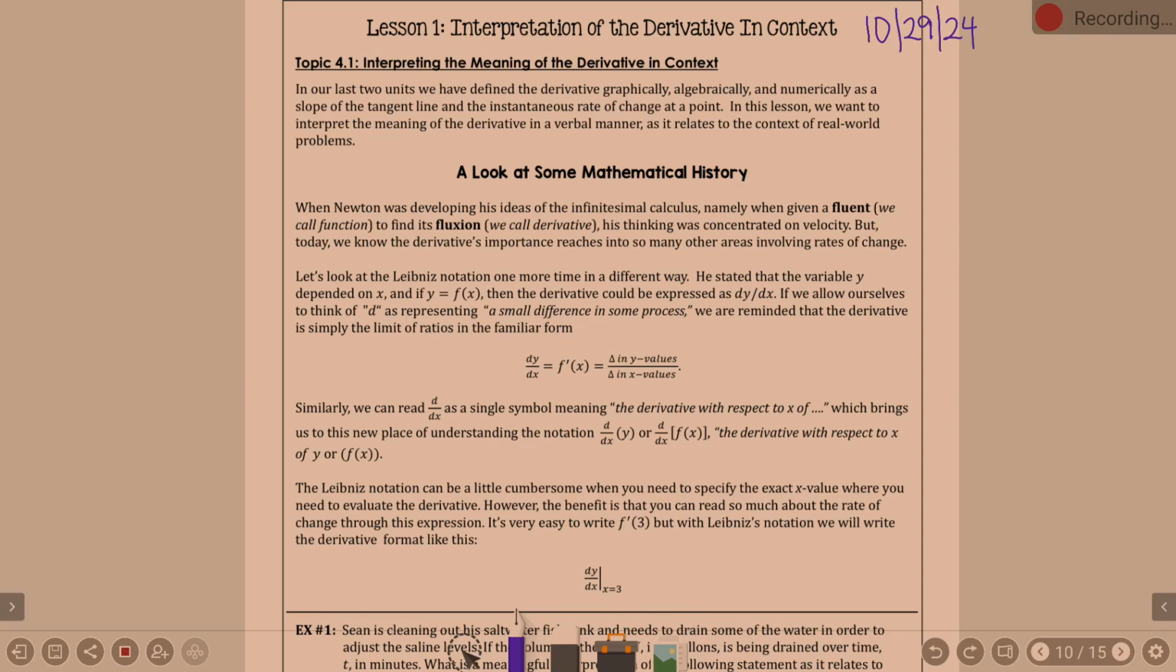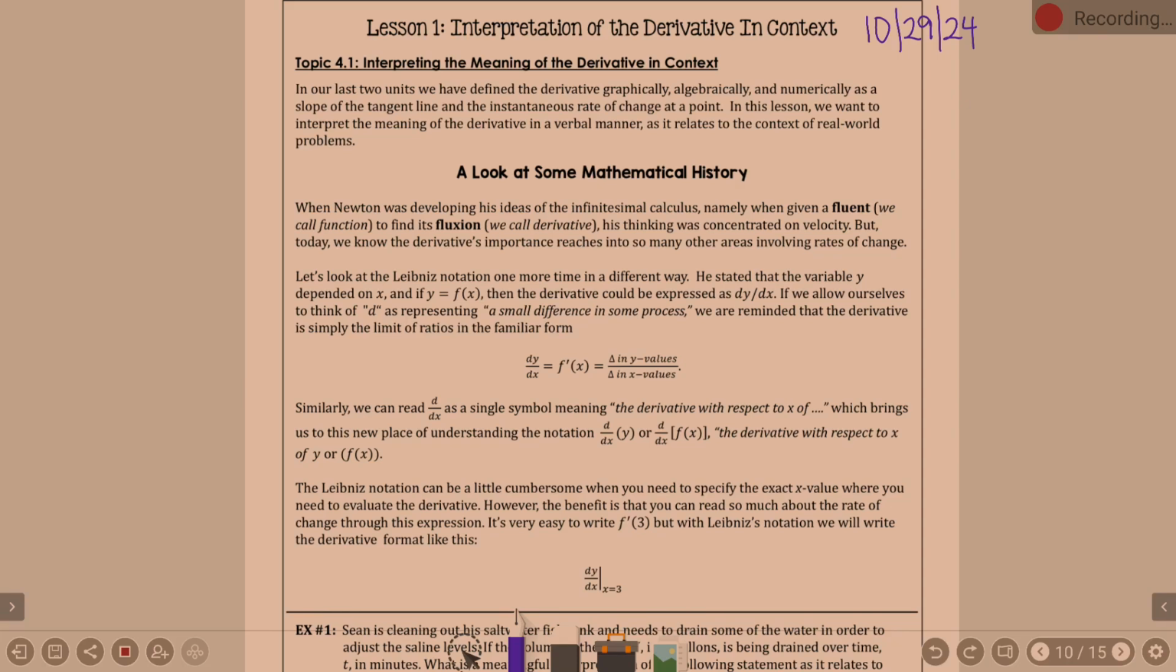So, in our last 2 units, let's read through this. We've defined the derivative graphically, algebraically, and numerically: slope of the tangent line, instantaneous rate of change at a point. Those words should all sound familiar about slope, right? Or derivative. In this lesson, we're going to interpret the meaning of the derivative in a verbal manner, as it relates to the context of real-world problems.